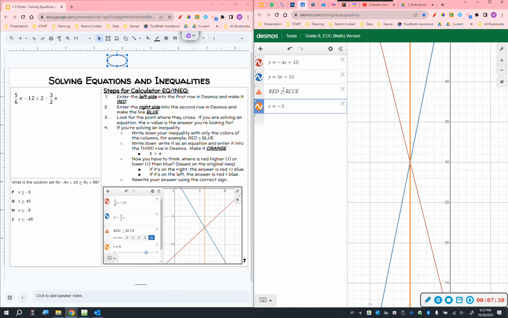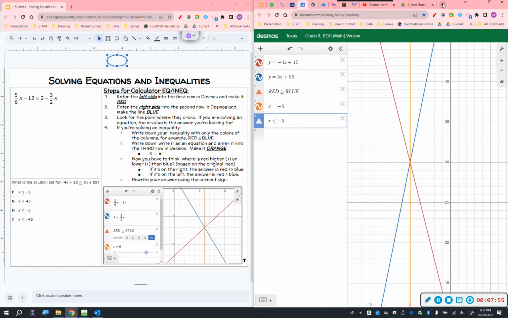And remember, I never trust this inequality sign because I might have a sign flip. Remember we talked today about, if I divide by a negative, I have to flip the sign, and I don't know what's going to happen here. So I'm going to look. What side of the equal sign is red bigger than blue? Red is bigger than blue on the left side, so that makes it less than or equal to -5.